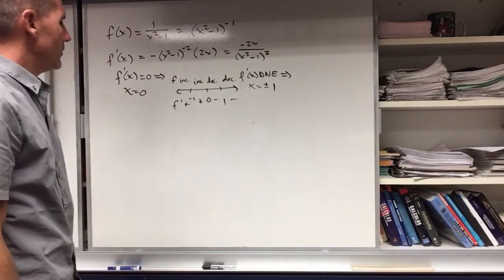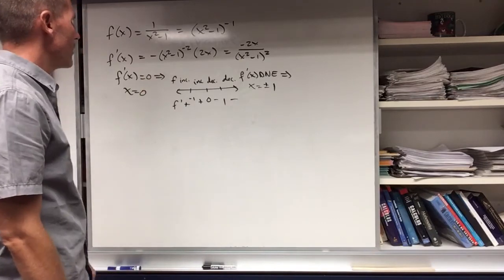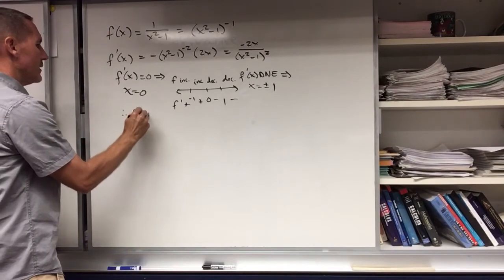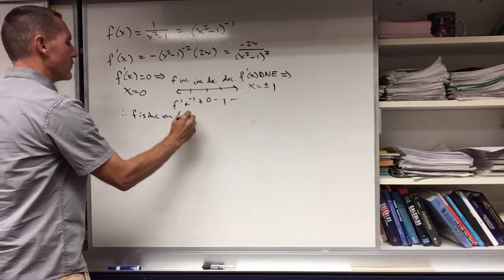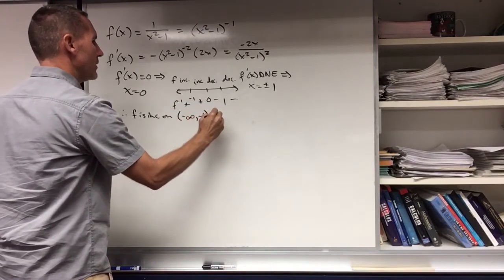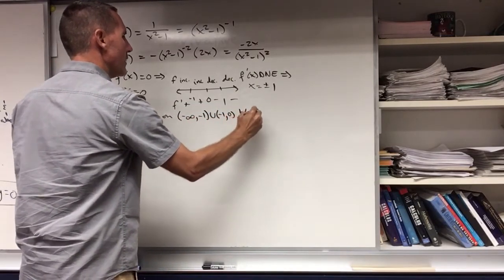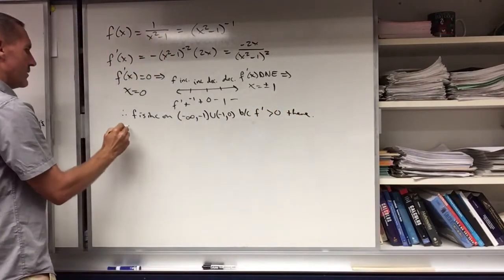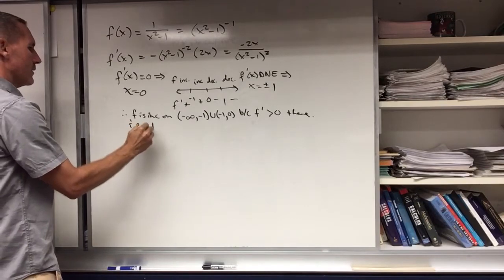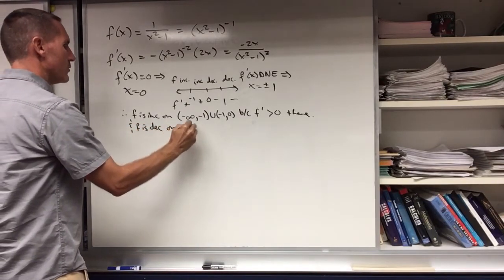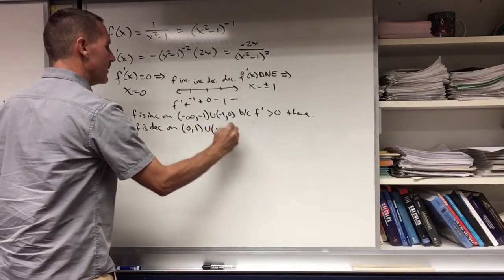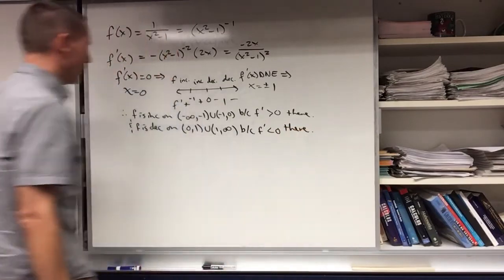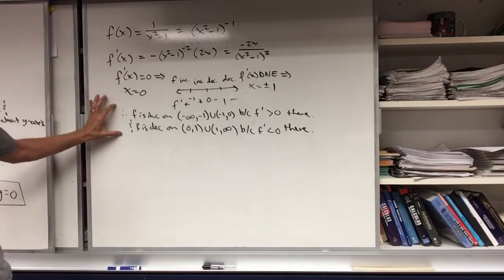I then have to use this sign chart to create my statement based on intervals of increase, decrease. So I'd say, therefore, f is increasing on the interval from negative infinity to negative 1, union negative 1 to 0, because f prime greater than 0 there. And f is decreasing on 0 to 1, union 1 to infinity, because f prime less than 0 there. Okay, so now I have my intervals of increase, decrease.